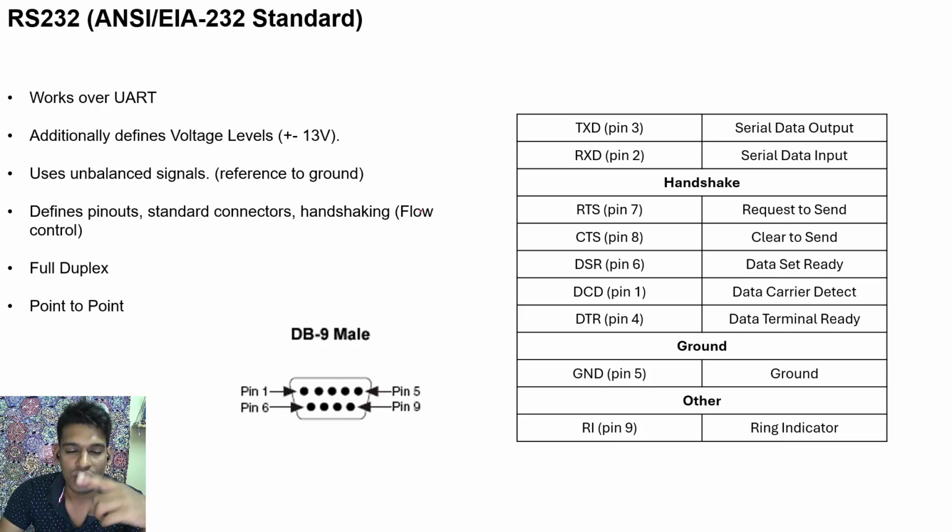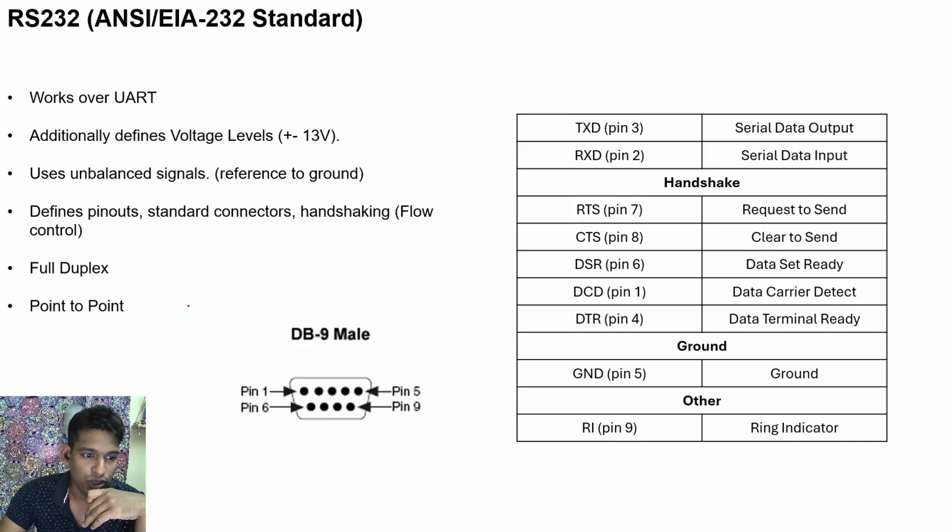Handshaking and flow control I'll explain in the next slide. RS-232 also supports full duplex. Full duplex means it allows the transmitter to send data and receive data at the same time. Because it has separate transmit and receive lines, the transmitter can send data and simultaneously receive data on a different pin. That is what full duplex means.